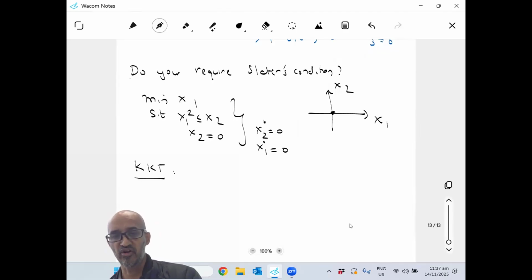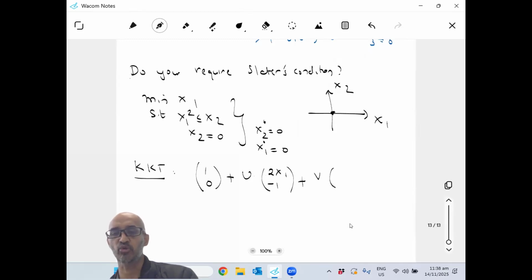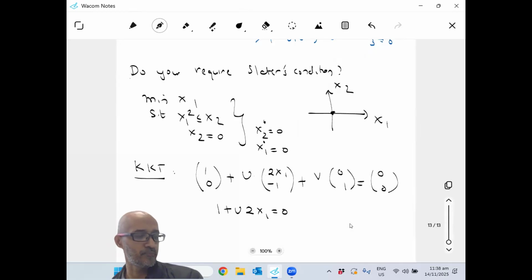it will be the gradient with respect to x1 and x2. So that's (1, 0), del f of x, plus u1 times, there's a single u here, the gradient of x1 squared minus x2 less than or equal to 0, which is (2x1, -1), plus v times the gradient of x2, that's (0, 1), equal to (0, 0). What is the first condition telling me? 1 plus u1 times 2x1 equal to 0.